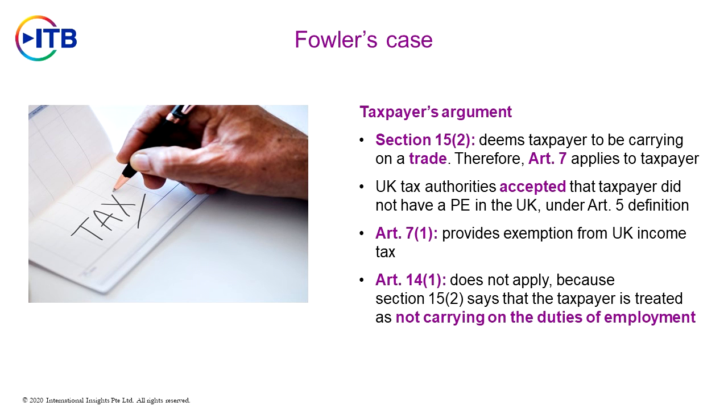And so the taxpayer's argument was essentially this: Section 15.2 deems the taxpayer to be carrying on a trade. Therefore, the business profits article in the South Africa Treaty, Article 7, applies to the taxpayer. The UK tax authorities accepted that the taxpayer did not have a PE in the UK under the definition of PE in Article 5 of the treaty. Accordingly, Article 7.1 would provide an exemption from UK income tax. And Article 14.1 does not apply because Section 15.2 of the UK domestic law says that the taxpayer is treated as not carrying on the duties of employment.